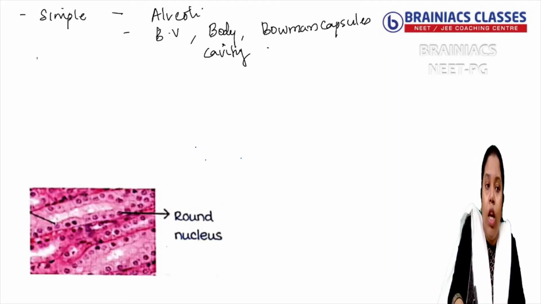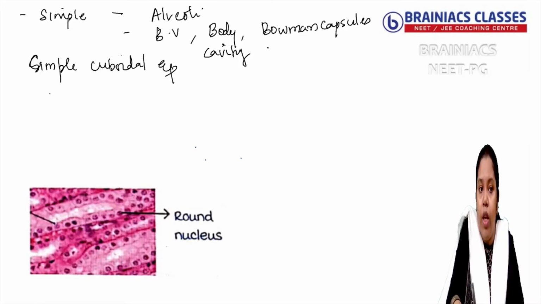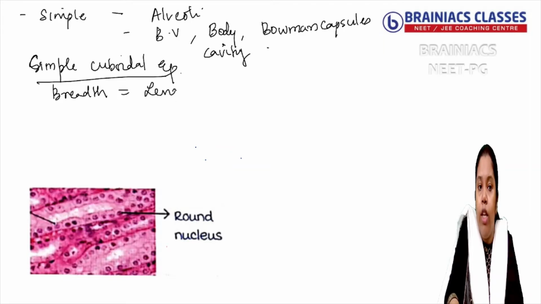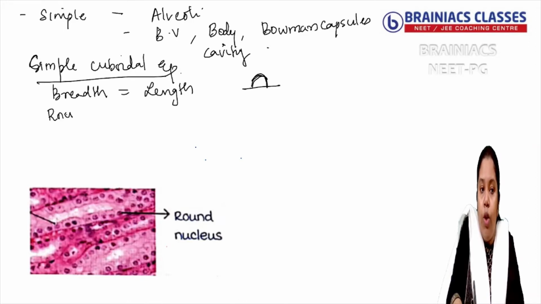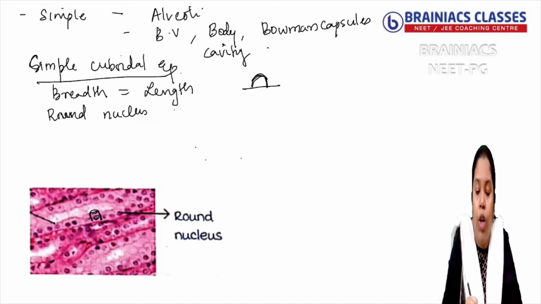Now coming to the simple cuboidal epithelium. That was simple squamous epithelium. Simple cuboidal means what? The breadth of the cell will be equal to the length. So you will have a uniform cell where the breadth equals the length, and they will have a round nucleus. Can you see here? This is a simple cuboidal epithelium. The shape is almost square and they have a round nucleus.